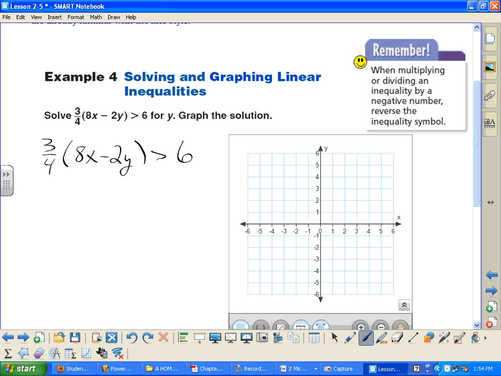Okay, or I could divide by 3/4. But if I'm dividing by a fraction, that means I'm going to multiply by the reciprocal, okay? So we can either distribute the 3/4 or multiply both sides by 4/3. All right, in this case, let's go ahead and distribute the 3/4. So what's 3/4 times 8x? 6x? Okay, so 3 times 8 is 24, divided by 4 is 6x. Okay, that's correct. And then 3/4 times negative 2 would be what?